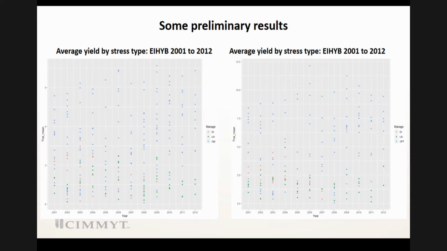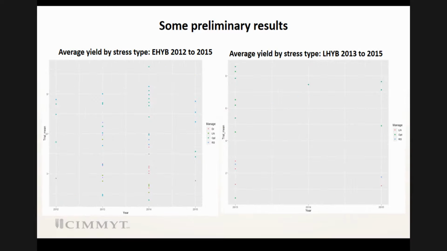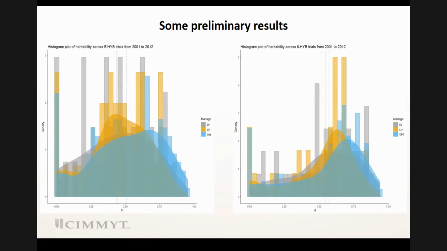So these are just the average yields by stress types across the years 2001 up to 2012 for these groups of hybrids. For the later groups of hybrids, we have fewer trials, as I said, at the moment. But as more information comes in, I will be able to try to understand these trends. So these are the most current groups of hybrids, and we are still trying to figure out how this information will help us. Now this is a histogram and a density plot superimposed over it of heritability across trials.